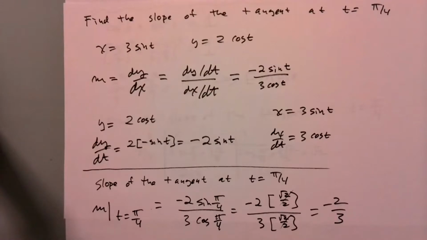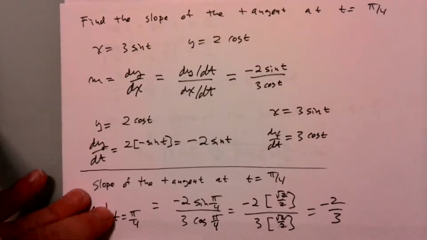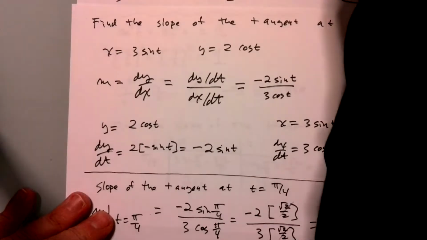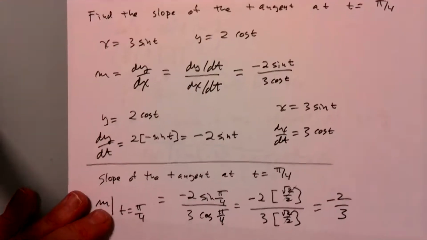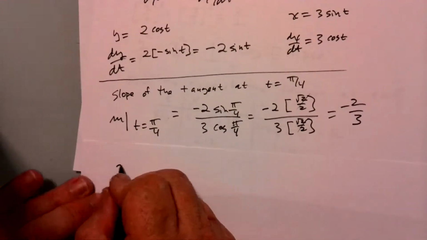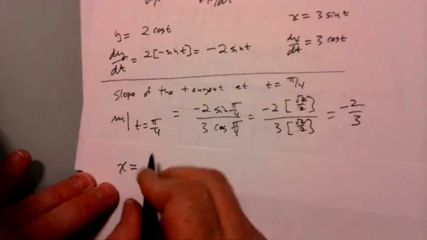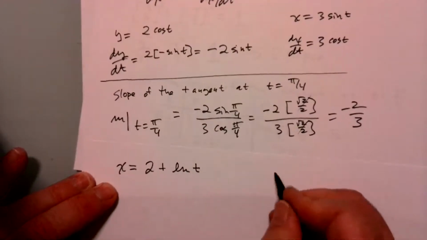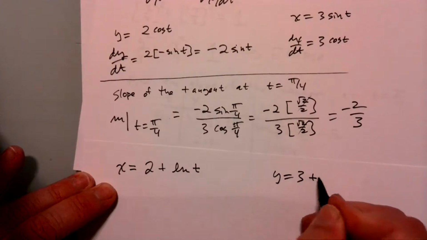Let's go ahead and do one more problem in that realm. I think we have time. Yes, I think we do. So we're going to look at the following: x equals 2 plus natural log t, and y equals 3 plus the square root of t.